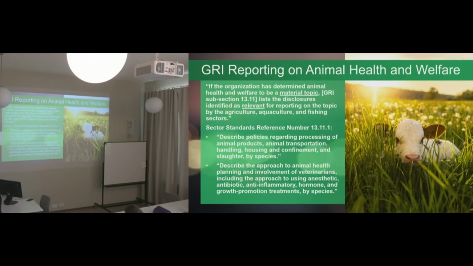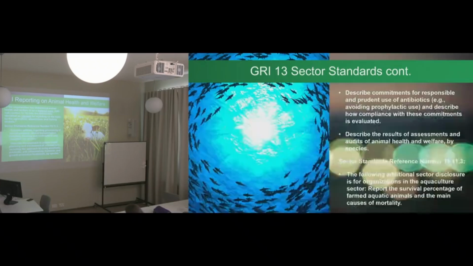So specifically, I want to touch on 4 sector standards under 13.11.1. These are the things that the GRI thinks are material and will need to be reported for any company that deals with animals. Describe policies regarding processing of animal products, animal transportation, handling, housing and confinement, and slaughter by species. Describe the approach to animal health planning and involvement of veterinarians, including the approach to using anesthetic, antibiotic, anti-inflammatory, hormone, and growth promotion treatments by species. These are material that must be reported.